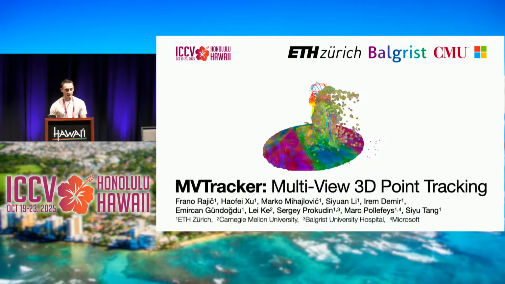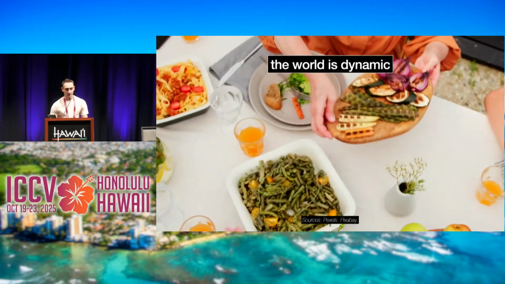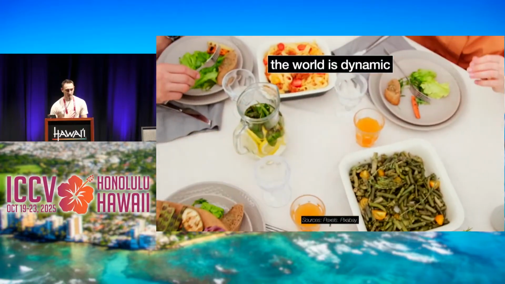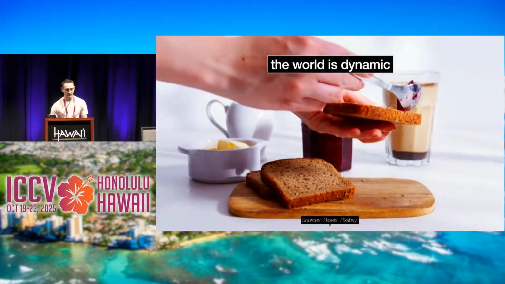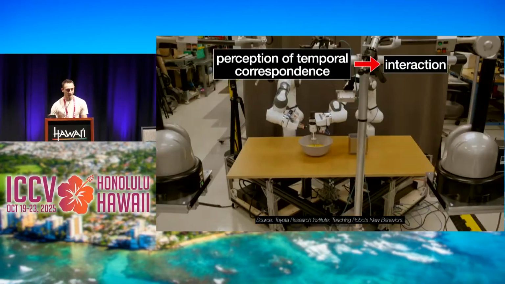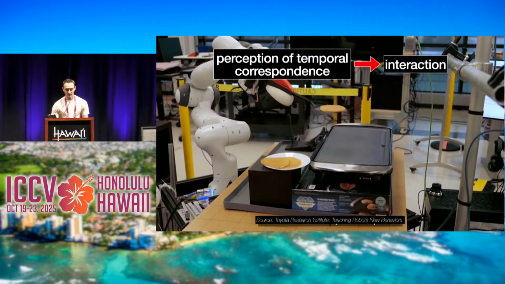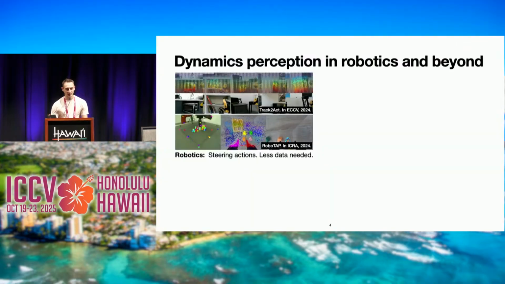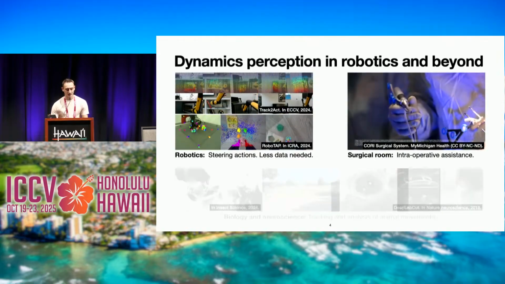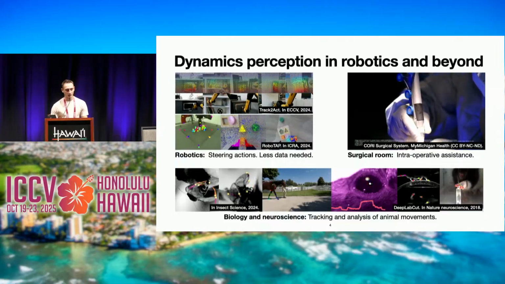Today I'm going to introduce you to multi-view 3D point tracking. The world we live in is dynamic, and as humans we can effortlessly perceive these dynamics. I argue that intelligent agents, in order to interact with the environment, also have to have a perception of these dynamics. This then enables applications in robotics, in the surgical room, as well as more generally in biology and neuroscience for arbitrary point tracking.